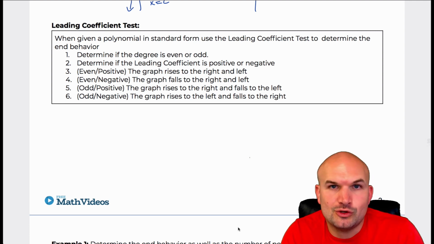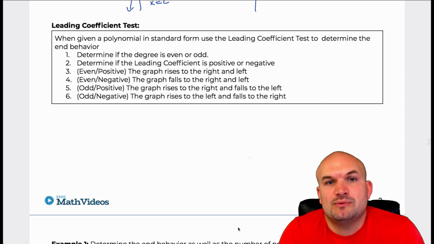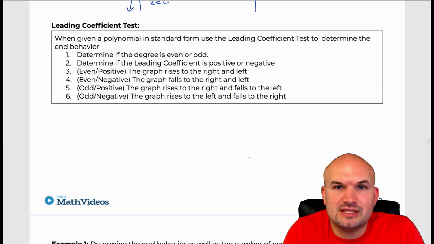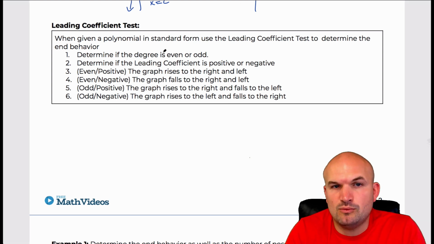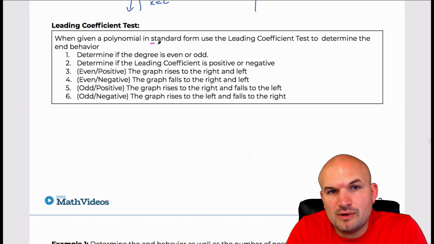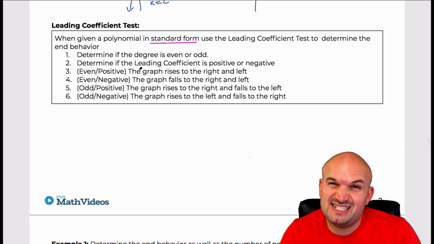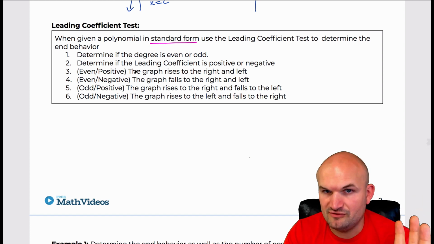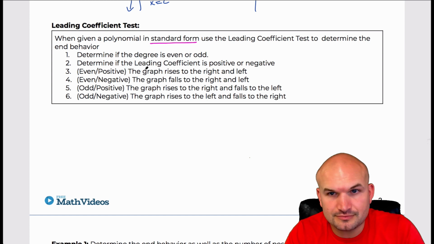We can use the leading coefficient test to determine the end behavior without actually having to graph the polynomial function, or without even knowing what the polynomial function looks like. When using the leading coefficient test, first we want to make sure we put the polynomial in standard form, meaning we have the degree, which is the largest power, first, and then all the rest of the powers in descending form. That's what we call our standard form.